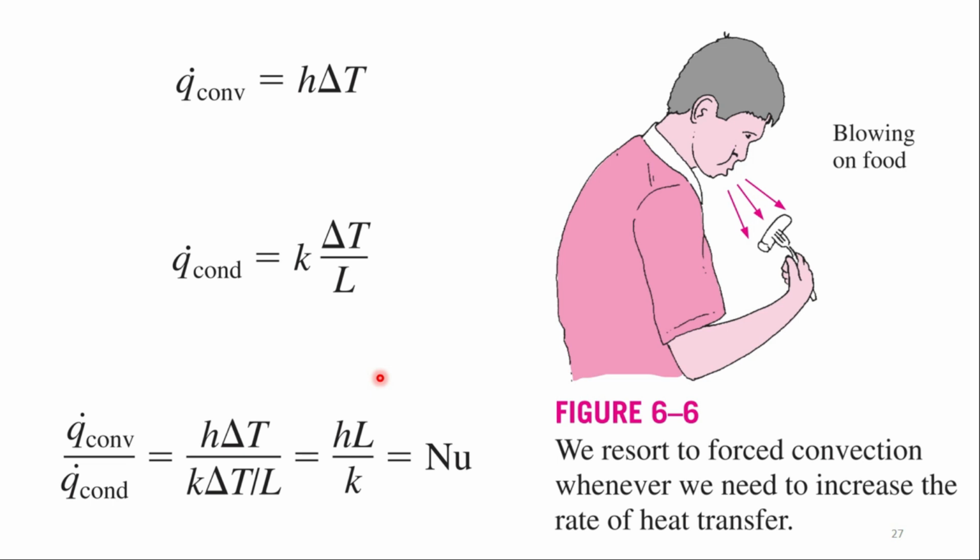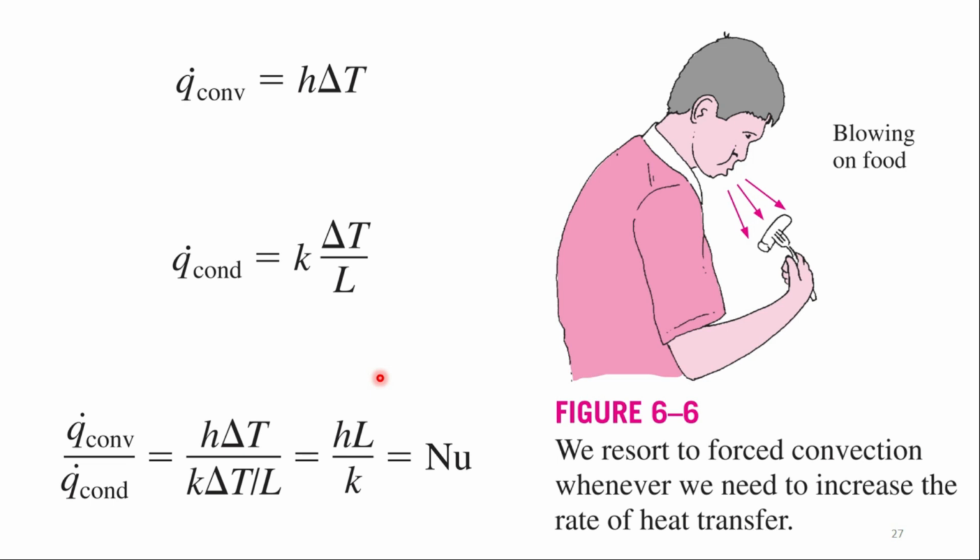So the larger the Nusselt number, the more effective the convection process. As a result, if the Nusselt number is equal to 1 for a particular fluid layer, the heat transfer through that layer will be purely by the conduction process.